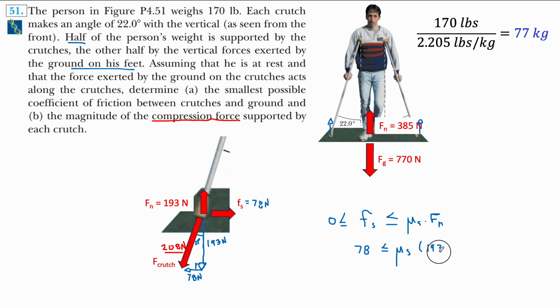If you divide both sides by 193, you'll discover that our coefficient of static friction has to be greater than or equal to 0.4. And that's the answer to part A. It can be greater than that, but it can't be less than that. At 0.4, its maximum is 78, which is barely capable of keeping the crutch from sliding out. If it's bigger than that, no problem at all. I hope that helped.